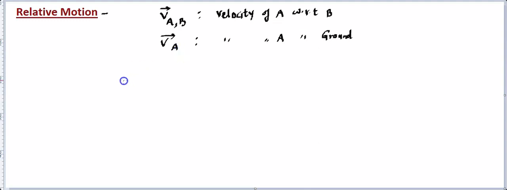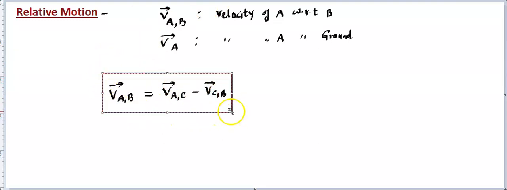So what does the formula say? The formula says that if we are trying to find the velocity of A with respect to any frame of reference B, this can always be written as the velocity of A with respect to a new frame of reference called C, minus the velocity of C with respect to the old frame of reference, that's B. So this is a formula that helps us find the relative motion or relative velocity.